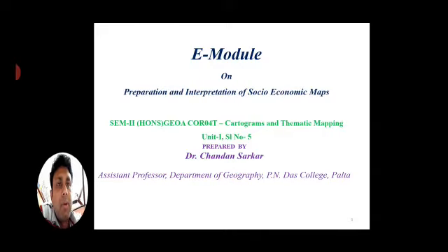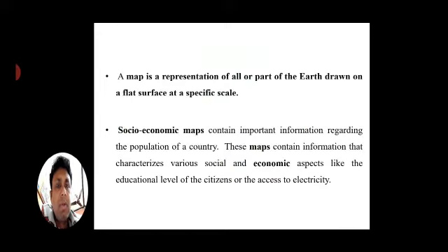Now, I try to discuss the module on preparation and interpretation of socio-economic maps. This is part of the syllabus of Semester 2 Honours, Paper 04T, under cartograms and thematic mappings. Socio-economic maps are a very important part of discussing geographical components. So, firstly, we need to discuss the map.